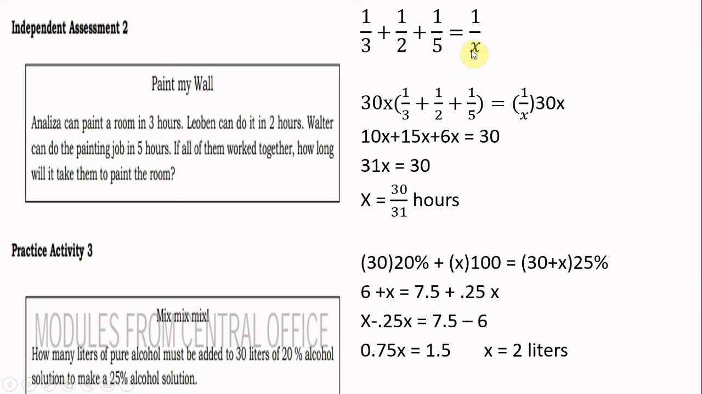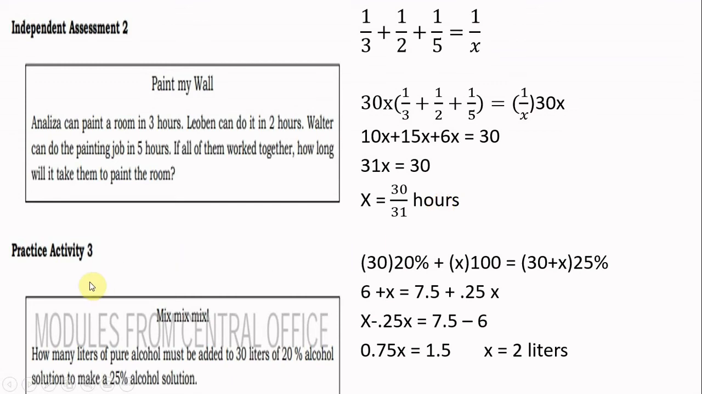Solve, find the least common denominator. It is 30x. Multiply the left and the right by 30x. So 30x divided by 3, that's 10x, times 1, that's 10x. 30x divided by 2, that's 15 times x, 15x. 30x divided by 5, that's 6x. Then 30x divided by x, that's 30. Okay, add all of these, 31x equal to 30. Now find x, divided by 31, divided by 31. So x is equal to 30 over 31 hours.